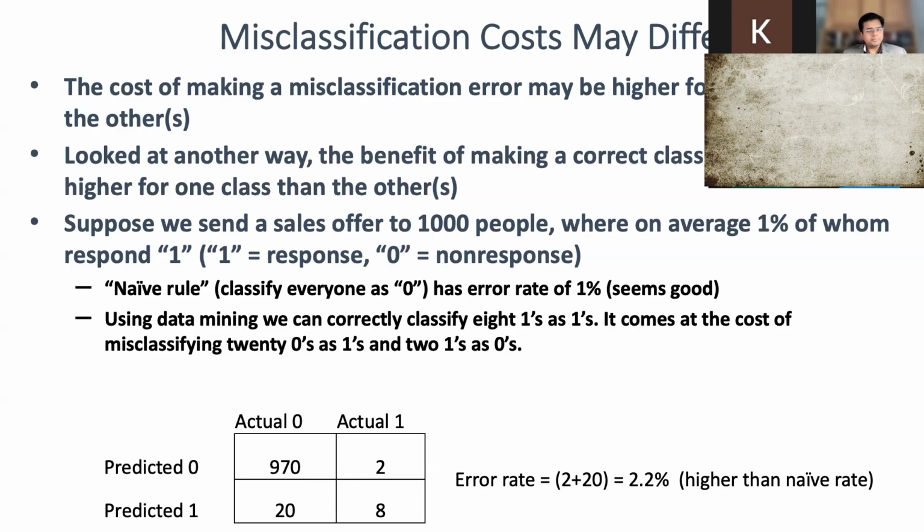Error is higher here. Twice the naive model, right? So 1% versus 2.2%. How would you think about this if you were to capture the benefit of this model?